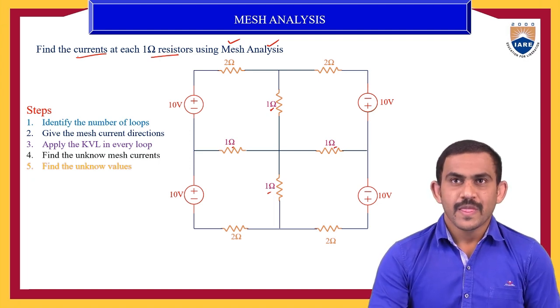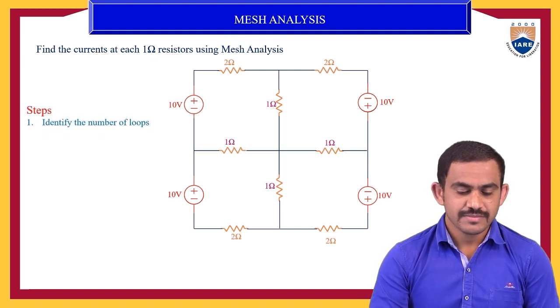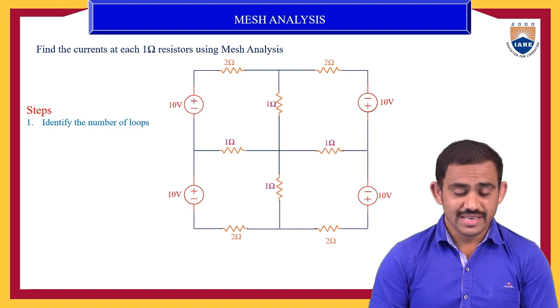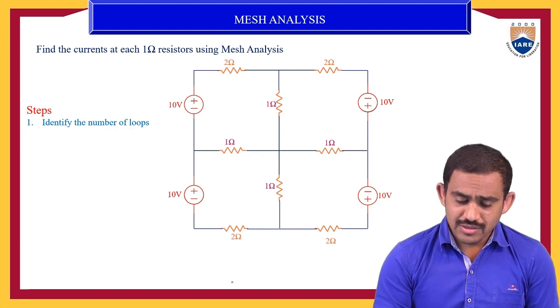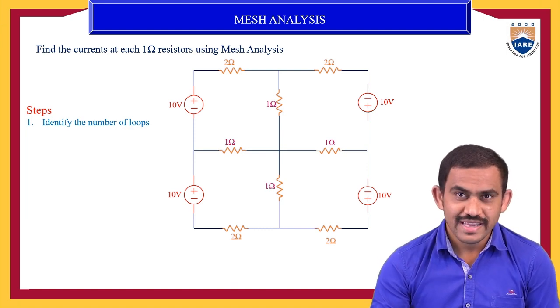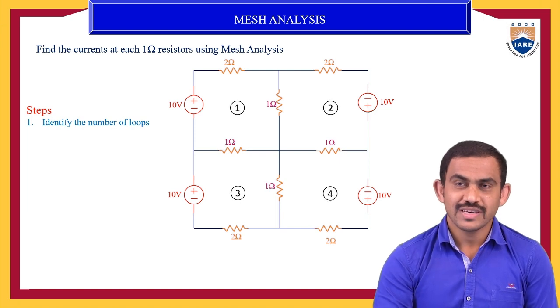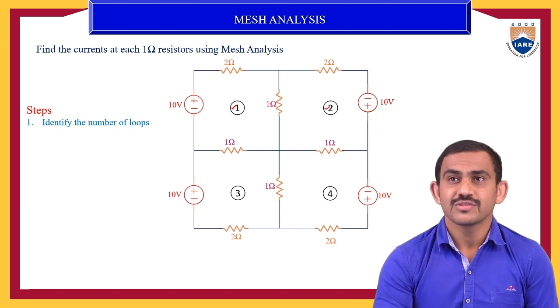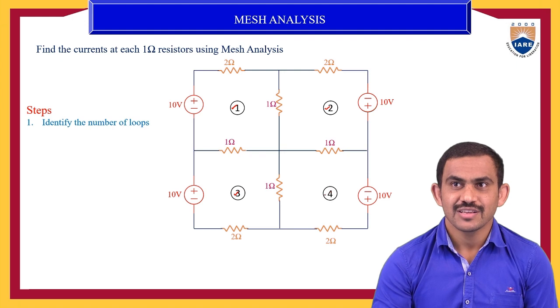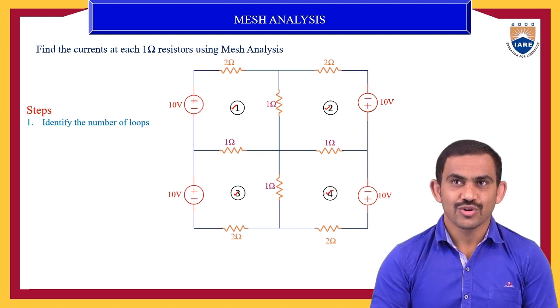Okay, now we'll go step by step. What is your first step? We need to identify the loops. How many loops do we have in this circuit? Just check it. Only 4 loops: loop 1, loop 2, loop 3, as well as loop 4. So we have 4 loops.